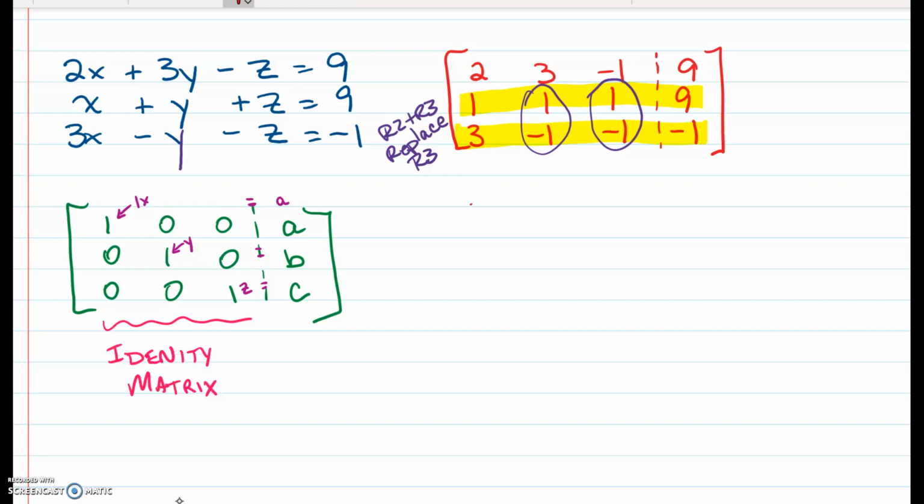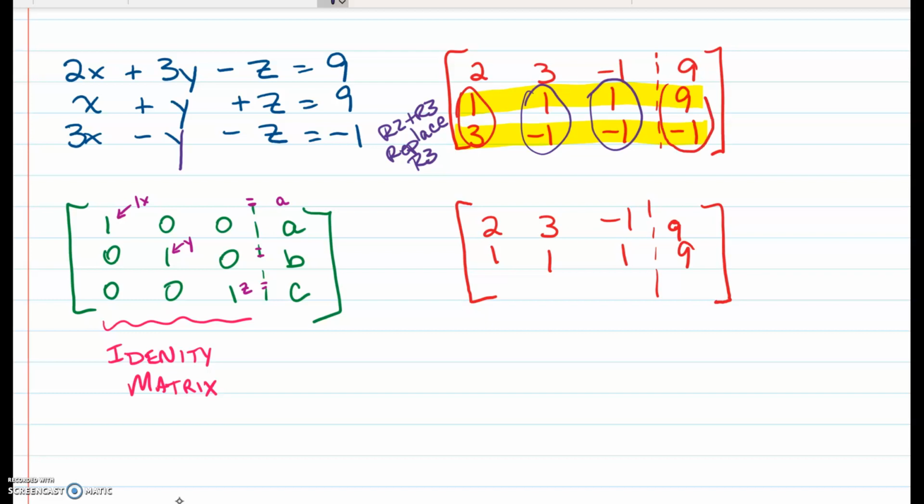In each step here, I'm going to try to change colors for the things that are changing. So the first row is not changing. That's a positive 9. And I'm not going to change the second row here. I'm going to keep the second row the same, but the third row is going to become the sum of rows 2 and 3 added together.